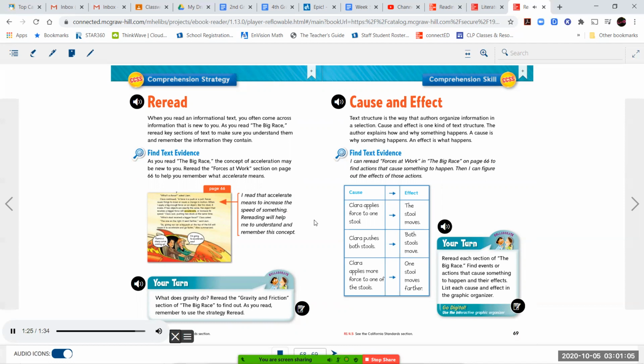I read that accelerate means to increase the speed of something. Rereading will help me to understand and remember this concept.